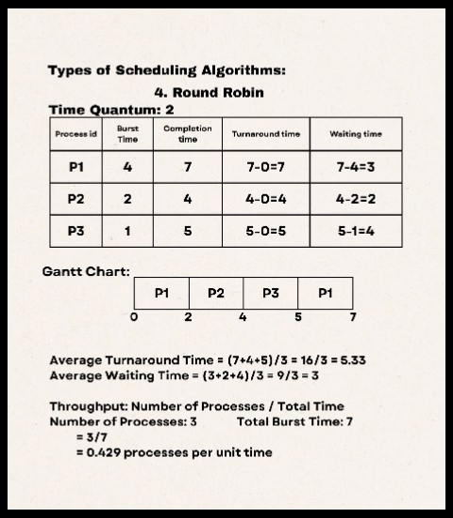And for the average turnaround time and average waiting time, we get the averages. For the turnaround time, 16 divided by the total of 3 processes equals 5.33, and for the average waiting time, 9 divided by the total of 3 processes equals 3. And lastly, for the throughput, the formula is number of processes divided by the total burst time. Since there are 3 processes and a total burst time of 7, we divide 3 by 7, which equals 0.429 processes per unit time.